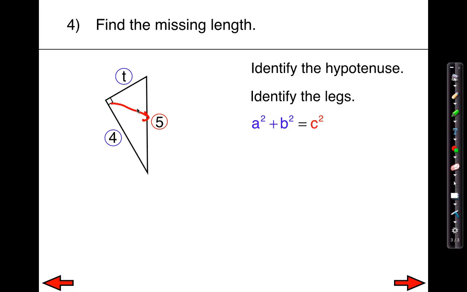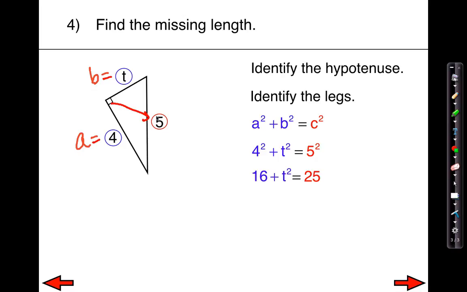So here we're going to write down our formula, a squared plus b squared equals c squared. You're going to see here that I labeled 4 as a and t as b. So I have 4 squared plus t squared equals c squared, which is going to be 5 squared. Simplify what you have, so we're left with 16 plus t squared equals 25.